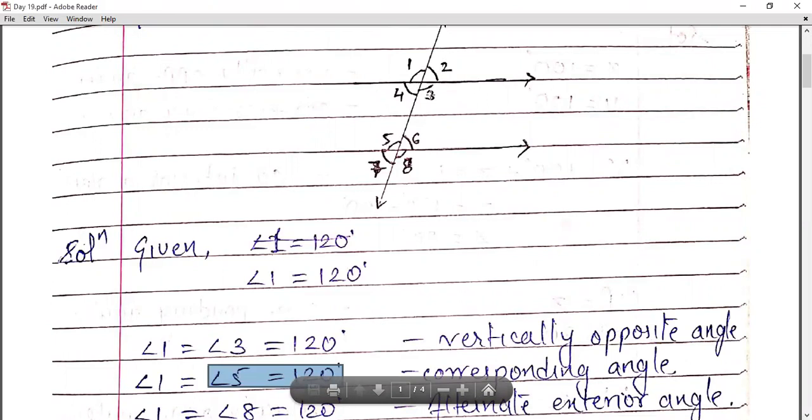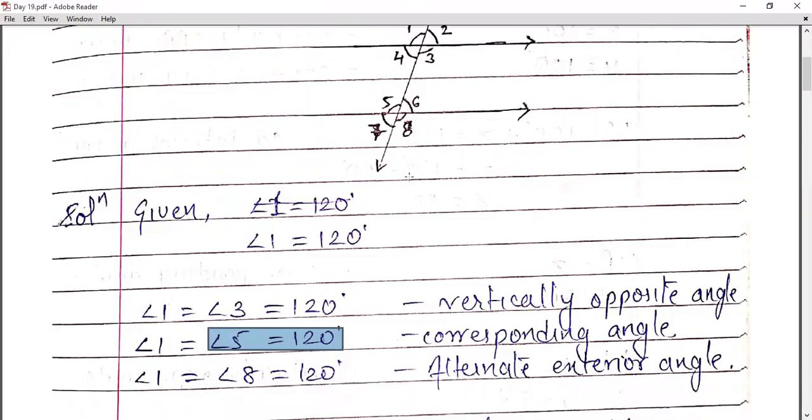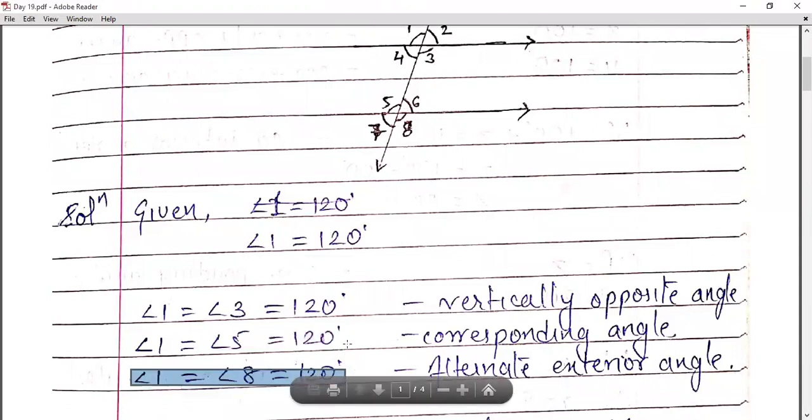Here you can use angle 3 is equal to angle 5 as alternate interior angles also. That is also correct. Next, angle 1 and angle 8, they are alternate exterior angles. Hence, angle 8 will be equal to 120 degrees. Alternately, you can use angle 5 is equal to angle 8 as they both are vertically opposite angles.